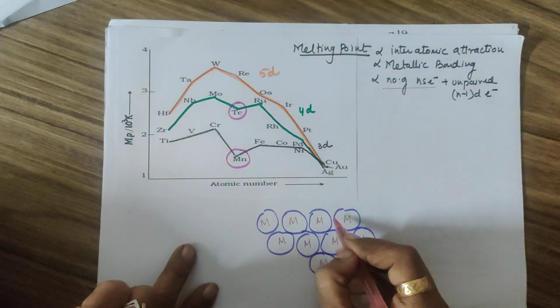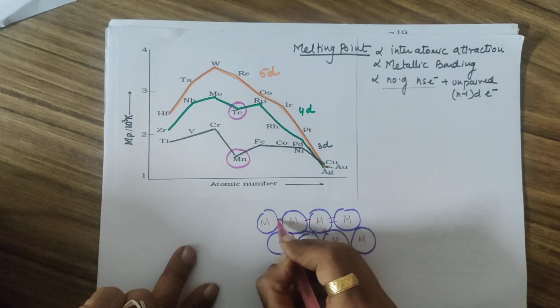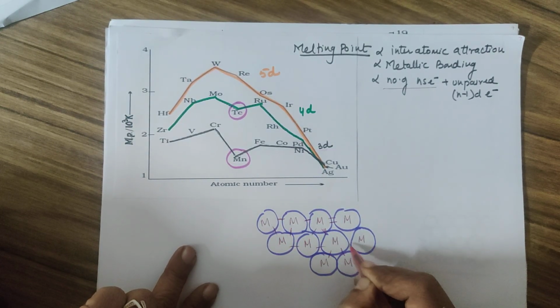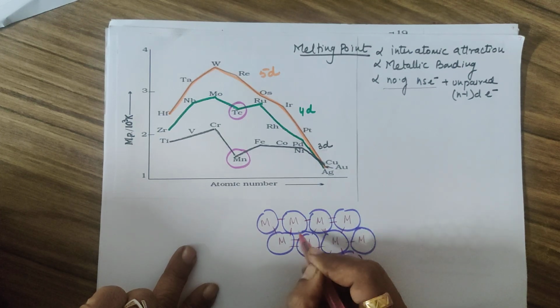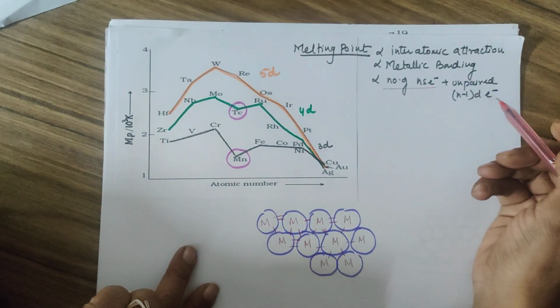Now these metals are bound to each other by some attraction which is called the metallic bond, and this metallic bond depends on the unpaired electrons of the d and the outermost 4s electrons. So the more these numbers, the more the metallic bond.